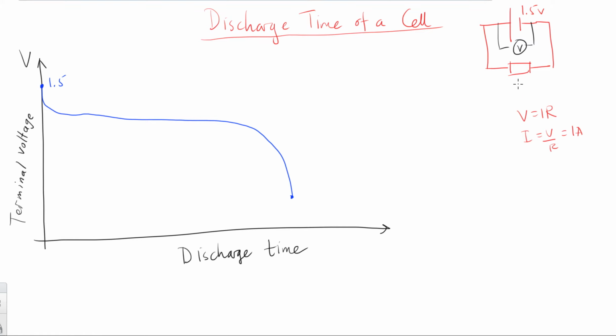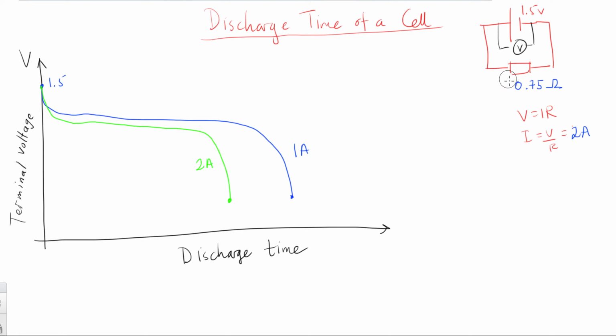Now, however, if I was to replace this with another resistance of, say, 0.75 ohms, then I'd have double the current. This would be for a current of 1 amp, and I'd have a current of 2 amps now if I halve the resistance. What you would see now is the discharge curve looking like this. It would discharge a lot quicker because it would draw a lot more current per unit time.